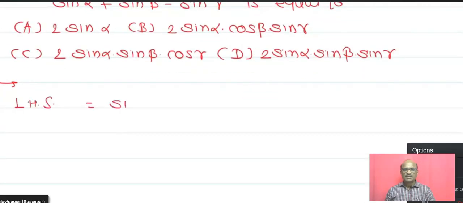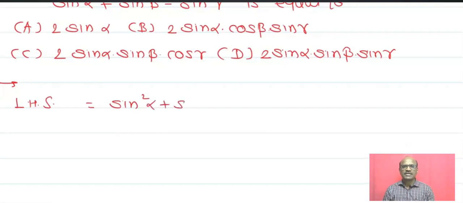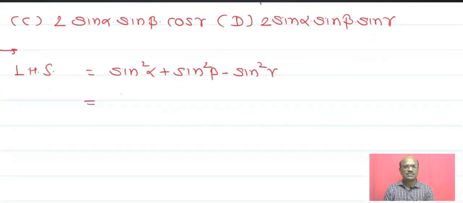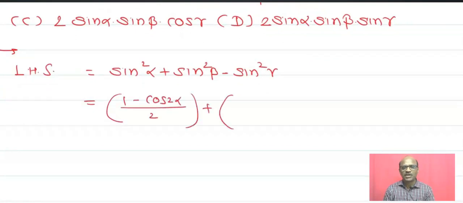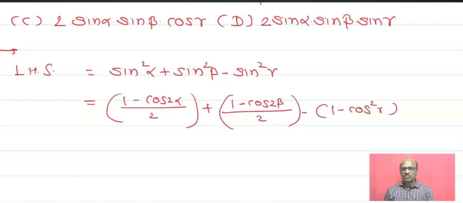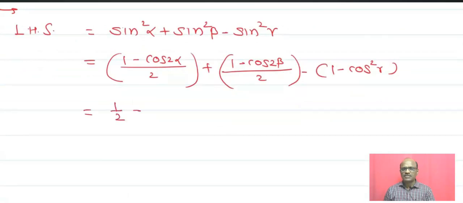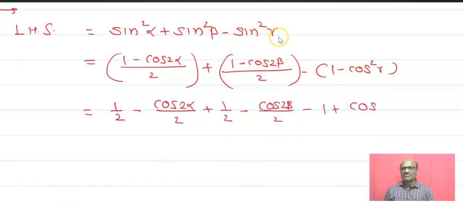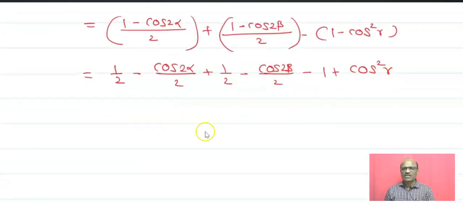Now we will solve this. Now we will consider the LHS: sine square alpha plus sine square beta minus sine square gamma. That is equal to 1 minus cos of 2 alpha upon 2. This is the formula. Sine square beta is 1 minus cos of 2 beta upon 2, and I forgot to write divided by 2 here. Now see this here, sine square gamma is written as 1 minus cos square gamma.